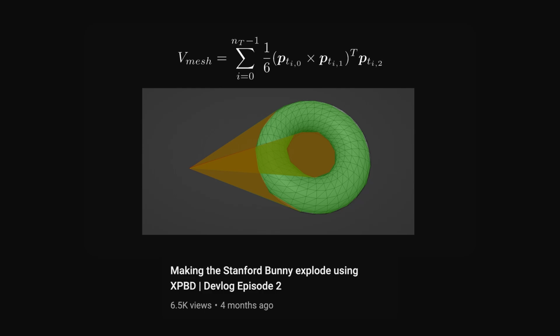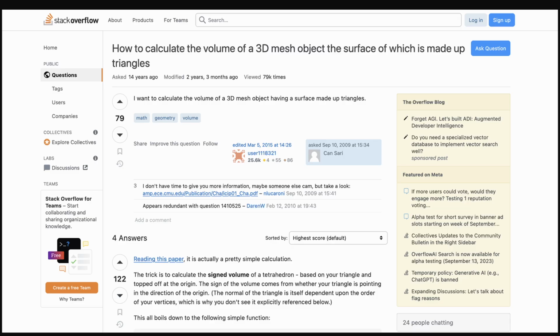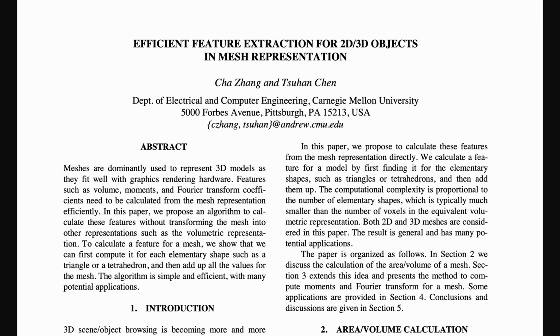I thought about whether this approach could be used to compute the inertia tensor of the triangle mesh, but I wasn't quite convinced. One of my professors, however, was very convinced that it was possible, so I took a closer look at it. And actually, the same paper that was referenced on Stack Overflow for the volume computation also states that the algorithm can be extended to compute the inertia tensor as well. It's the paper Efficient Feature Extraction for 2D or 3D Objects in Mesh Representation by Cha Zhang and Tsuhan Chen.